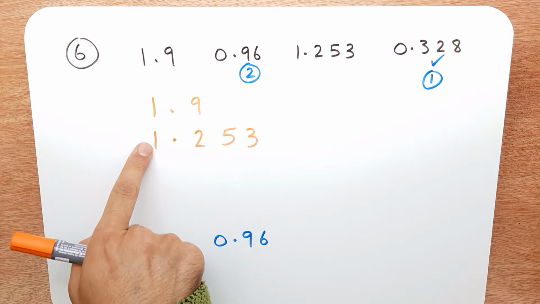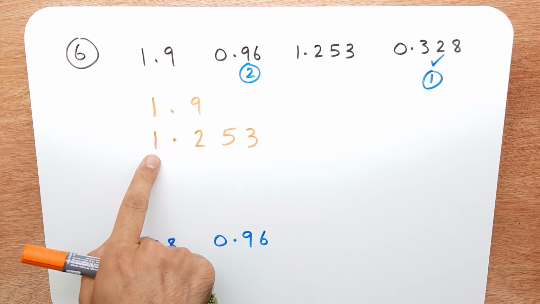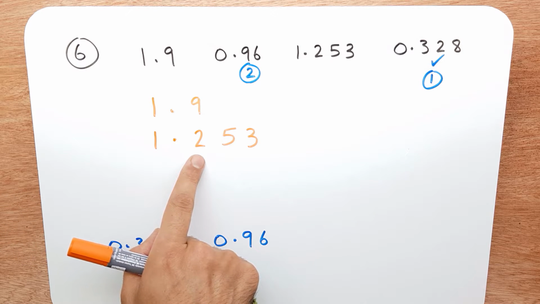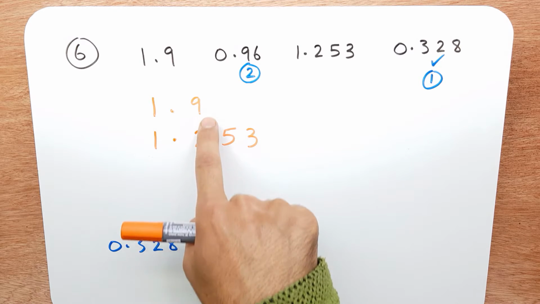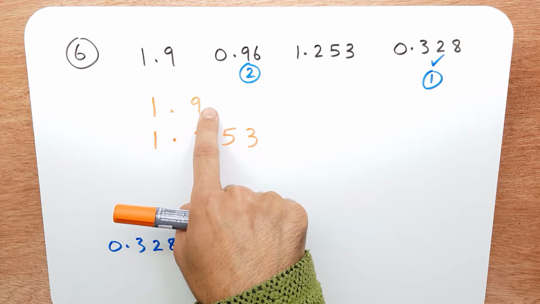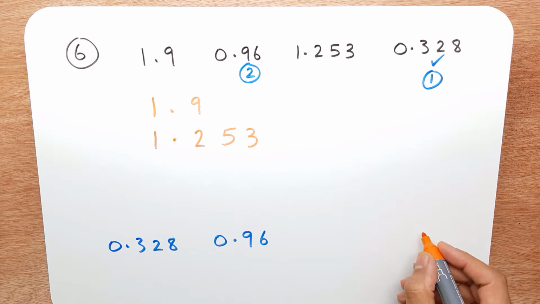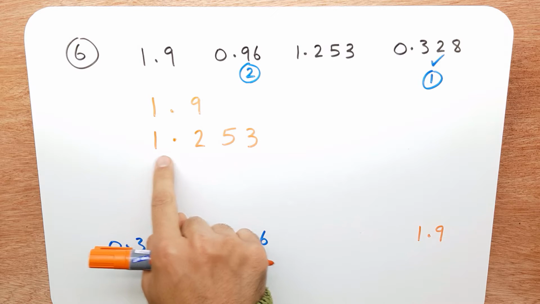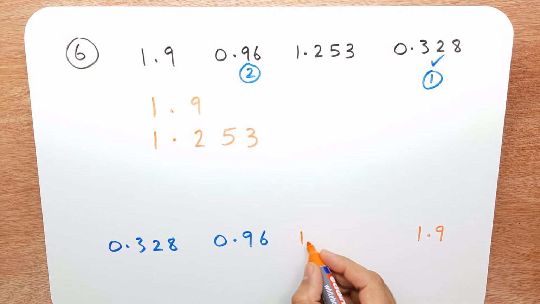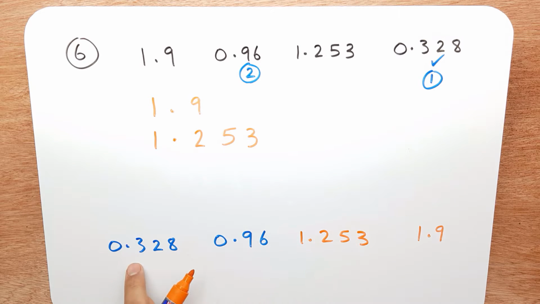So if we look at the first column on the left, they're both ones. So what we do, we move on to the next column. And in the second column, the 9 is bigger than the 2. So we know this is going to be our largest number. So this number is going to go right at the end. So it will be 1.9 there. And finally, we can put this number here. So now our numbers are all in order from the smallest to the biggest.